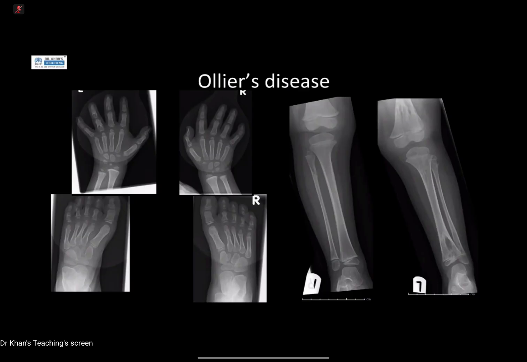Now, this is a non-hereditary abnormality, and you can see here we have lovely examples of multiple enchondromas. The difference in this case is that the risk of transformation into a chondrosarcoma does jump up to around 25%. Very similar appearances to the others that we saw previously.